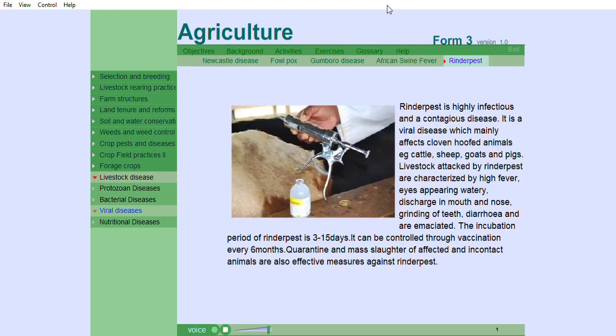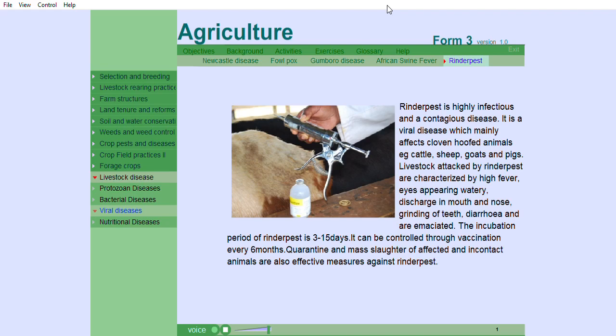Rinderpest. Rinderpest is a highly infectious and contagious disease. It is a viral disease which mainly affects cloven-hoofed animals, for example, cattle, sheep, goats, and pigs. Livestock attacked by rinderpest are characterized by high fever, eyes appearing watery, discharge in mouth and nose, grinding of teeth, diarrhea, and are emaciated. The incubation period of rinderpest is 3 to 15 days.